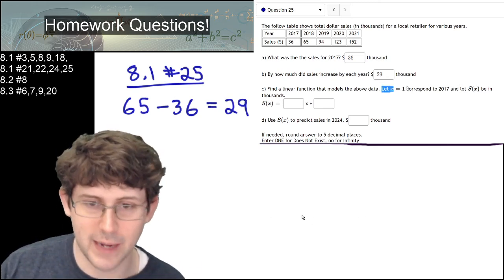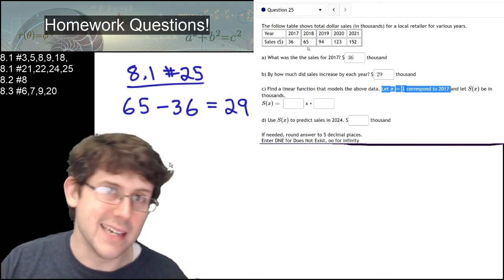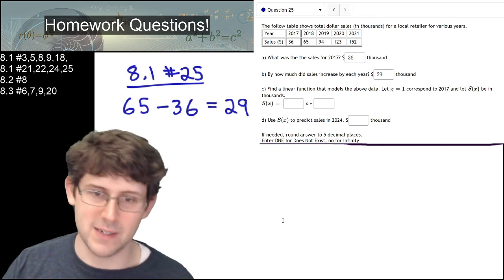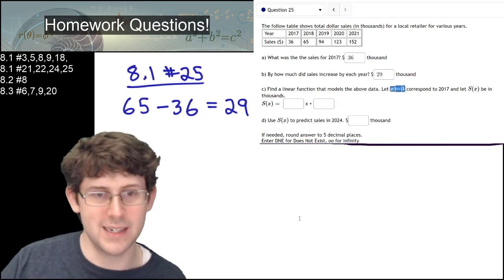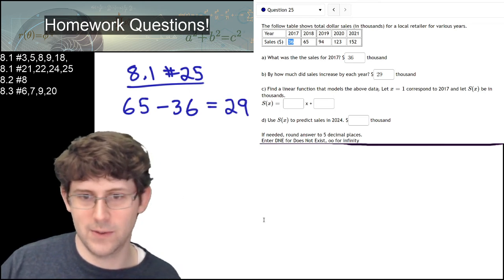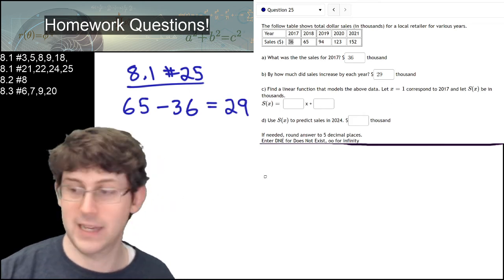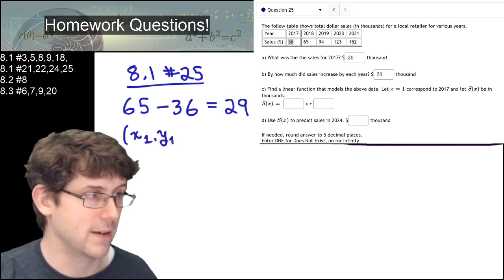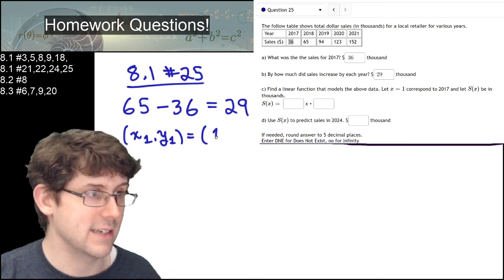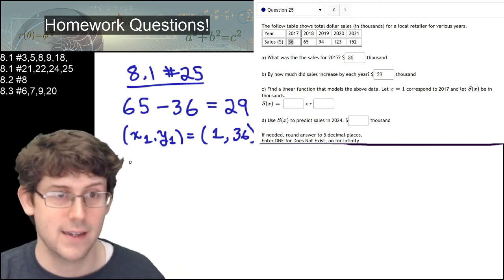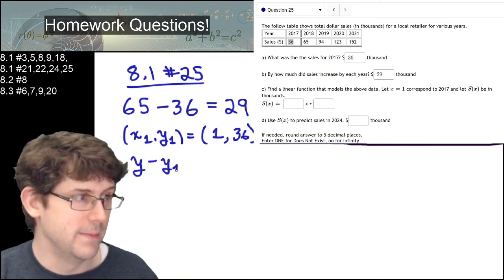So this is another spot where it seems like you have a y-intercept because you have the starting number, but you don't have the y-intercept. You have a point, x equals 1, y equals 36. So yeah, let's use that. The first point we know about is x equals 1 when y equals 36. We can use this to build an equation of the line. I'm using point slope form.